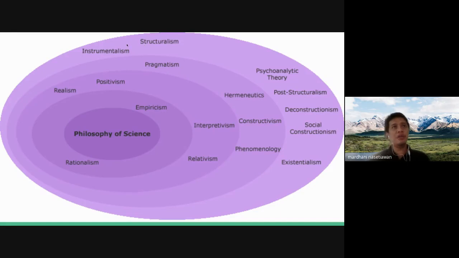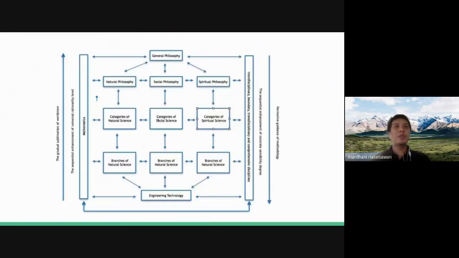And then we also have instrumentalism, structuralism, and psychoanalytic theory. This is an interesting one. The psychoanalytic theory is also used in data science. And then post-structuralism, deconstructionism, social constructionism, and existentialism. So this is a lot of things that will make the philosophy of science more developed in the future. And this is the hierarchy or the structure of the general philosophy actually.